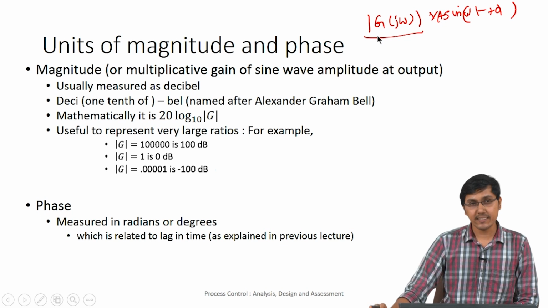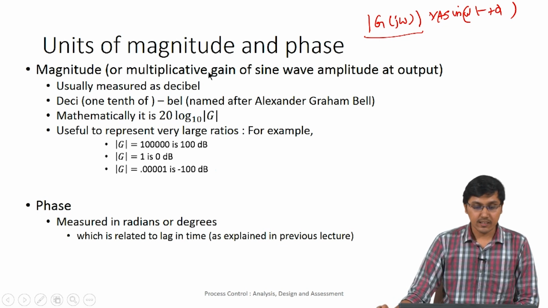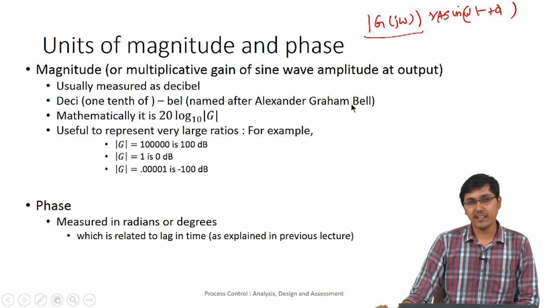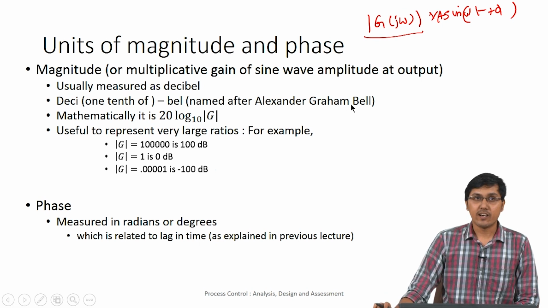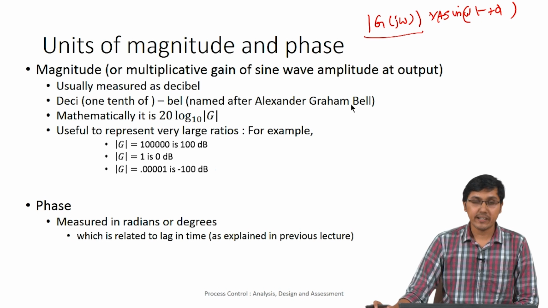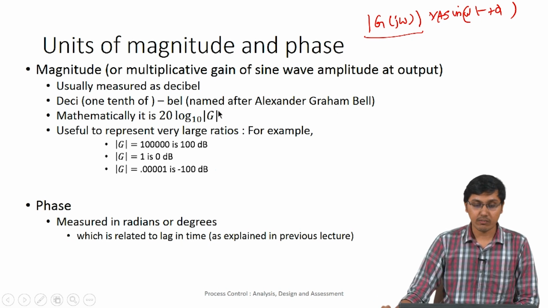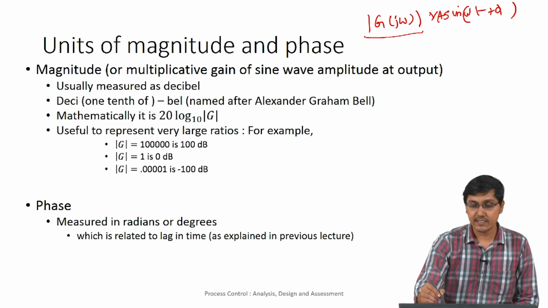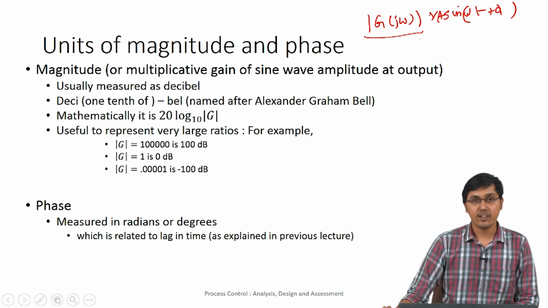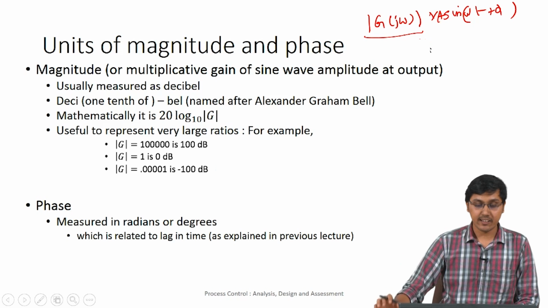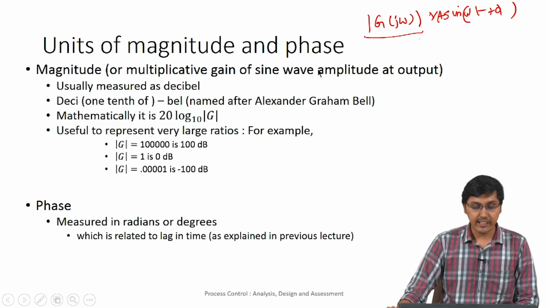There is a reason to do it like this. Deci is like 1/10 and bell is a unit named after Alexander Graham Bell, and it has its roots in when they were trying to do communication and so on. They were trying to come up with this unit, and this represents the power of a sine wave in electrical systems. But let us not go deep into it.